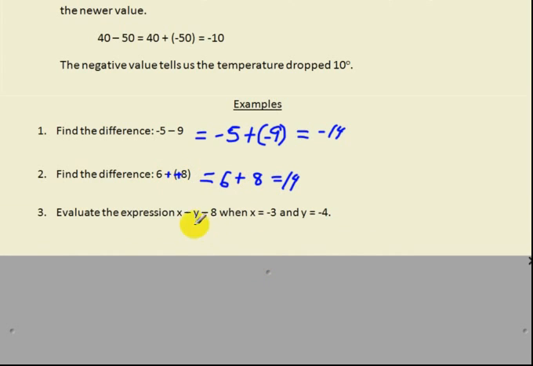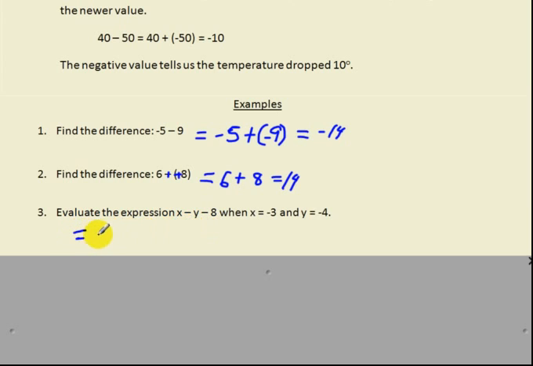All right, evaluate the expression x minus y minus 8 when x is equal to -3 and y equals -4. And by the way, maybe I should mention now, did you notice that when we were looking at addition, we had properties like the commutative property and the associative property? Notice I didn't mention those for subtraction because they don't work for subtraction. But we can rewrite these as addition, and then those properties will work.